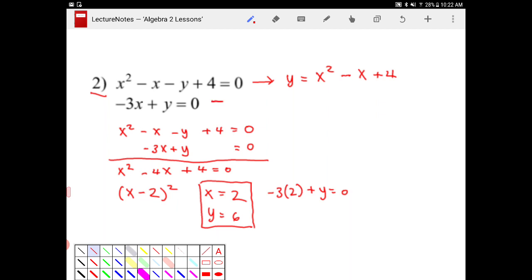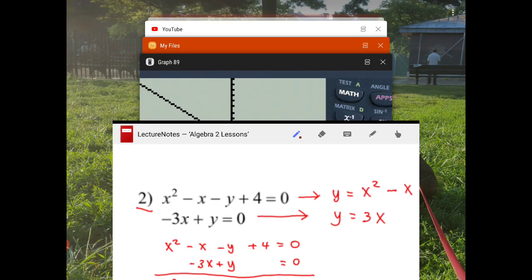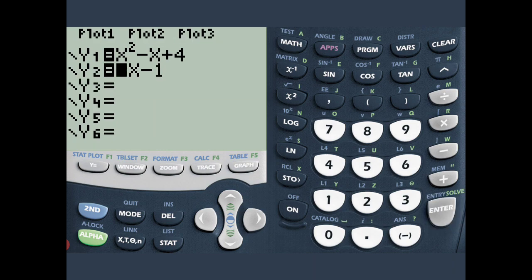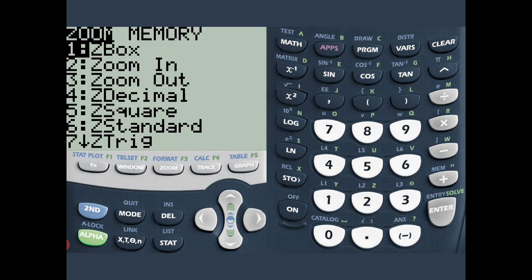And the bottom equation turns into y is equal to positive 3x. All right. So I'm going to do the same thing, x squared minus x plus 4, and the second equation was negative 3x. Again, I want to graph this on a standard zoom setting. It's already in a standard zoom setting, but anyway, to get to standard zoom setting, you press zoom and 6.